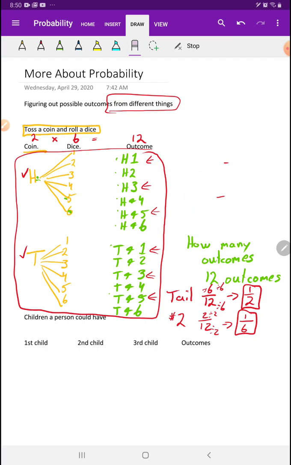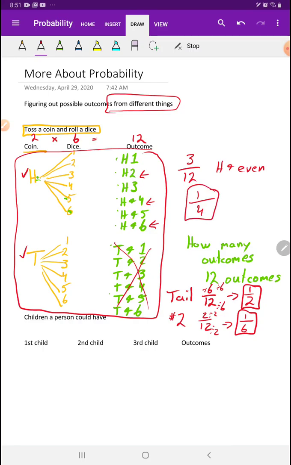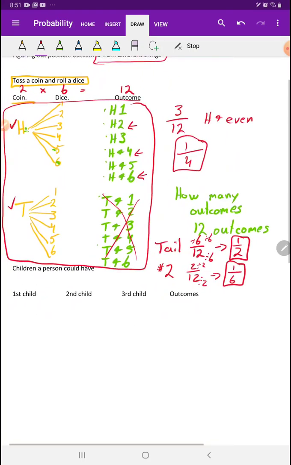Or they could ask us how many of our outcomes are heads and even. Heads and even. So first of all, we already know we don't want to talk about tails at all because tails are not heads, right? And then where are my even numbers? There's a head and even, there's a head and even, there's a head and even. So we've got 3 12s that are heads and even numbers, which actually works out to 1/4. So pay very close attention to what the question is asking you.